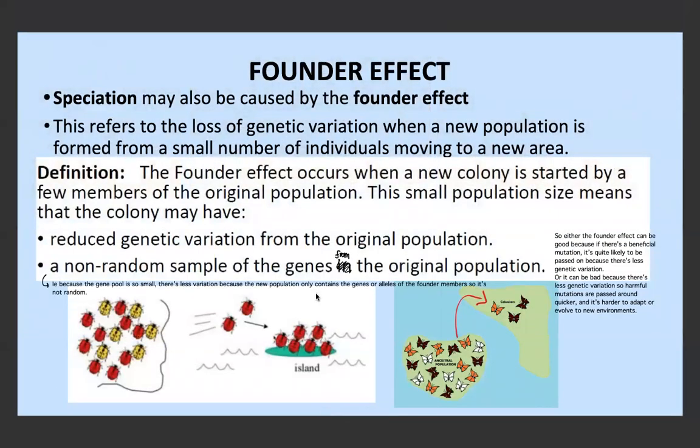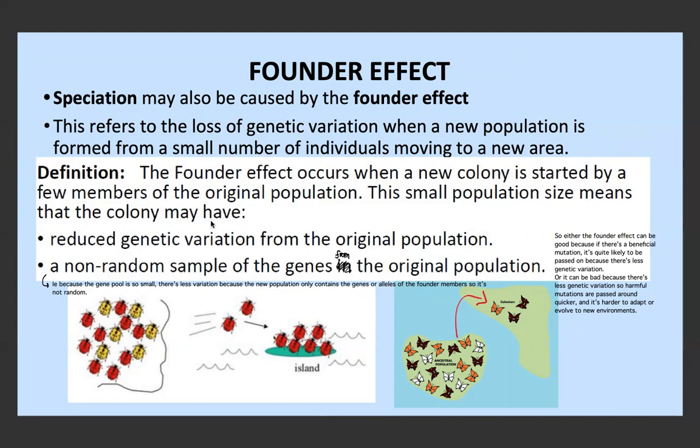If we just lastly look at the founder effect, speciation can also occur by the founder effect. This is when there's a loss of genetic variation, when some individuals of a population move away from the original population, forming a new population from just a small number of individuals. And it usually occurs in a new area. So the founder effect occurs when a new colony is started by a few members, not very many, just a few members of the original population.